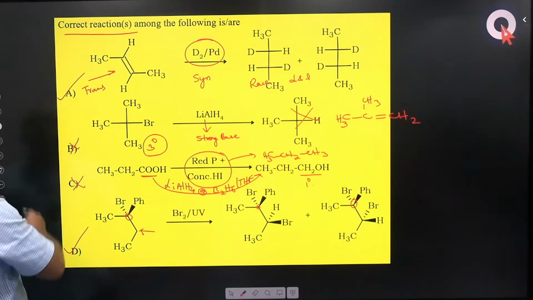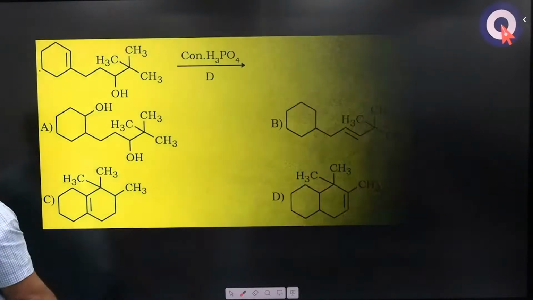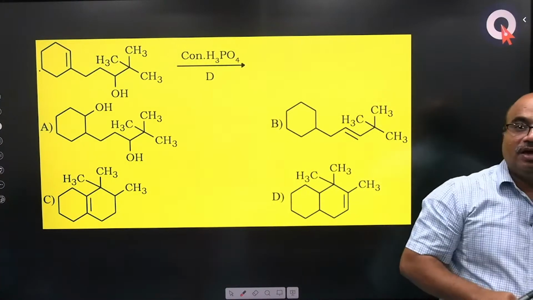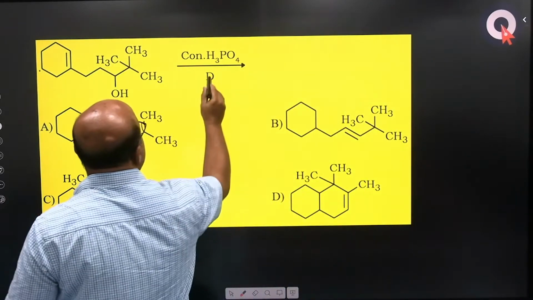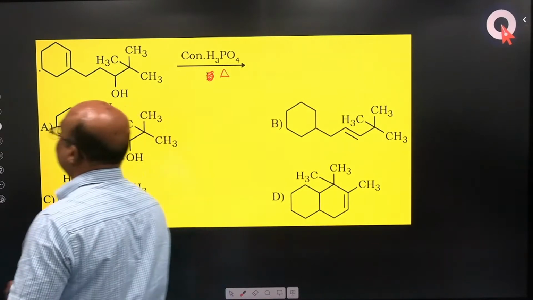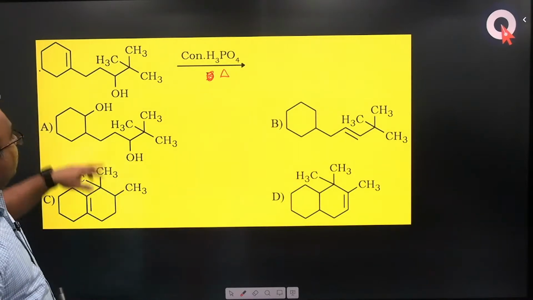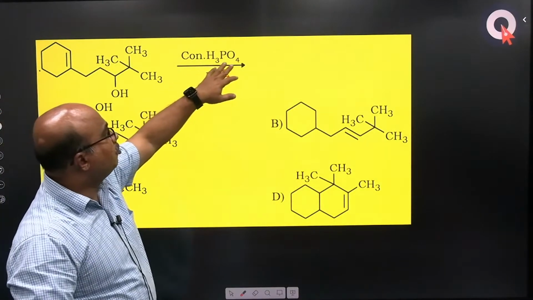So next. Now this one, just see carefully. It's an elimination, heating. So let us see what will happen. It's an alcohol. We are heating with concentrated H3PO4.